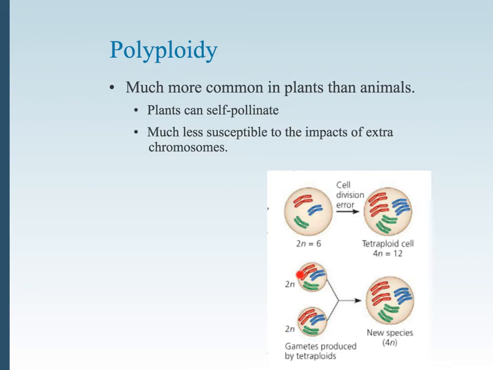Well, these two, because they can self-pollinate, there's a good chance that if you have the male gamete and the female gamete on the same plant, they're going to find each other. And so it only takes this one error right here to actually lead to polyploidy in plants and a successfully reproducing new species. So it's way easier in plants than in animals.